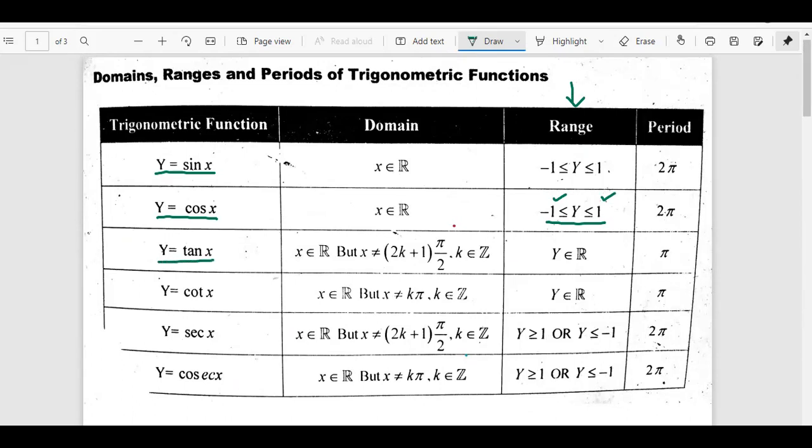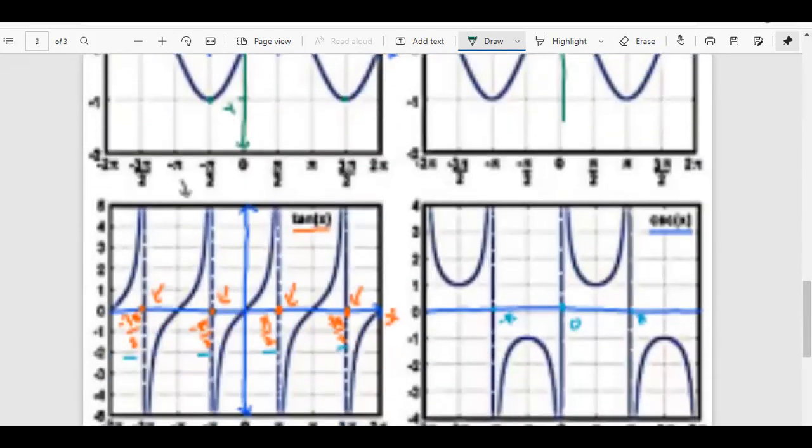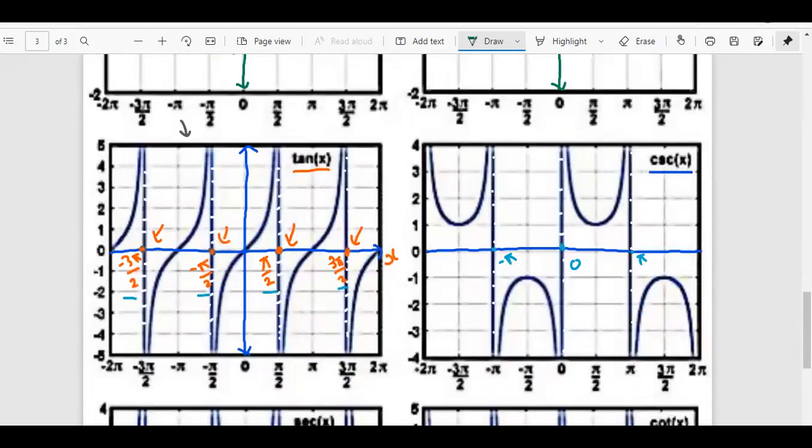Here they're saying for tan x, we have all the values on the y-axis. Let's see why that is. So here's tan x. I'll check out the y-axis only. And what do I see? The graph of tan x is going on continuously and it's not stopping. It looks like it is stopping here, but it is not. It would go on continuously.